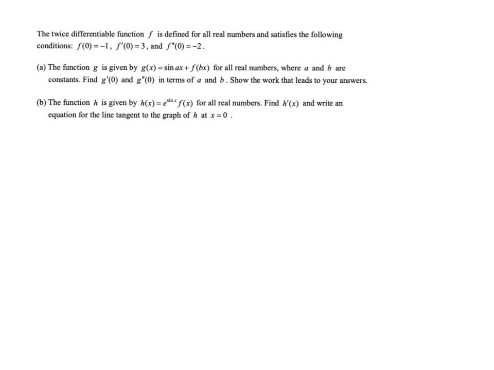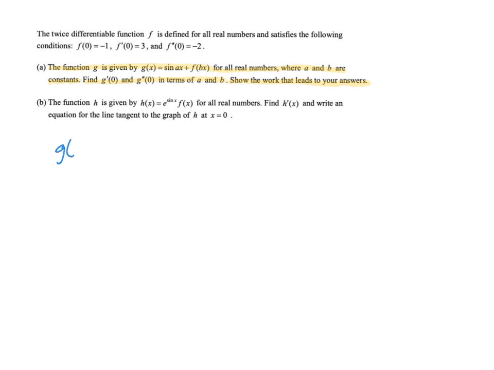So in letter A, we're told that the function g given by sine of a times x plus f of b times x for all real numbers where a and b are constants. We're supposed to find g prime of 0 and g double prime of 0 in terms of a, and we have to show the work that leads to our answers. Excuse me, in terms of a and b.